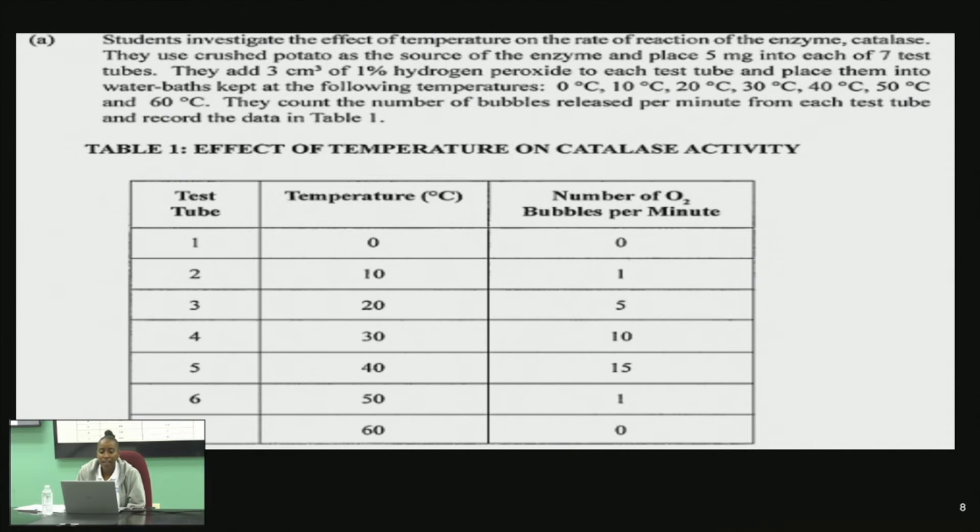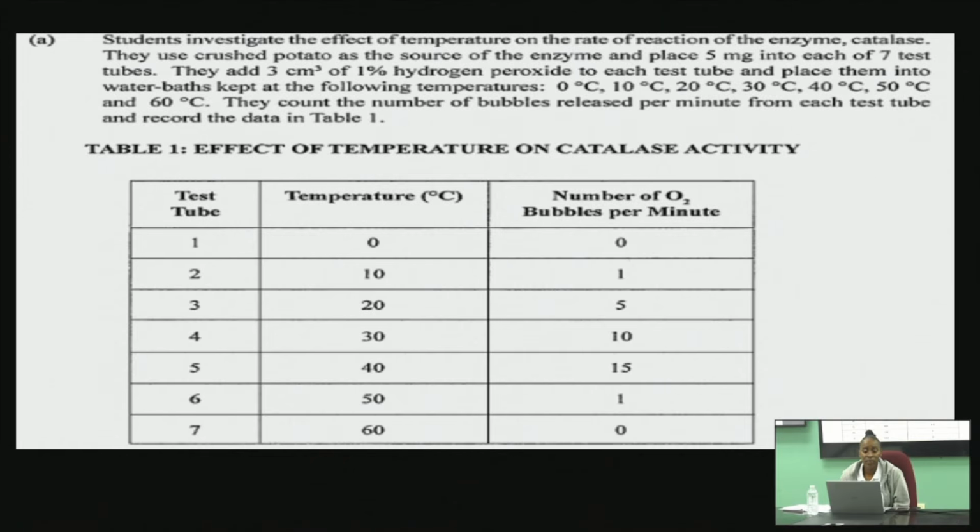All right, so for our enzyme and digestion question, the first thing we see is the stem of the question, where it is asking the students to investigate the effect of temperature on the rate of reaction for the enzyme catalase. They say that the students will be using crushed potatoes as the source for the enzyme, and they will be placing 5 milligrams of each in 7 test tubes.